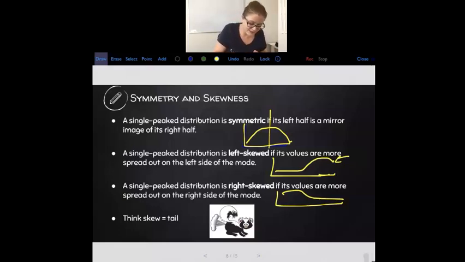So for instance, in our left skewed data, our outliers would be lower values. Okay, and those values are more spread out. In our right skewed data set, our tail is on the right hand side and our outliers are bigger values.